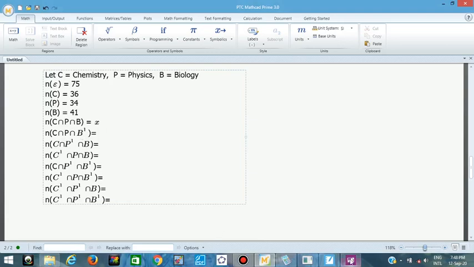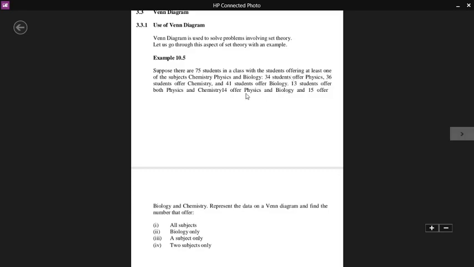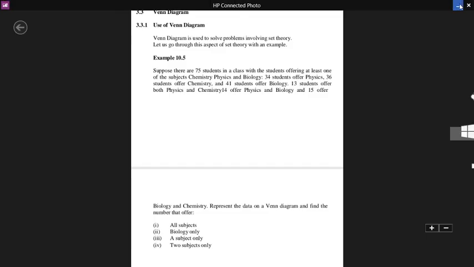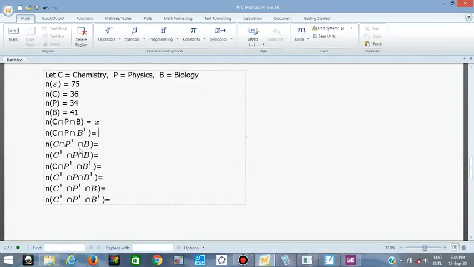So if you go to the question, you will see those that did chemistry and physics. Let's find them. You can see them. There are 13. 13 students offered physics and chemistry. There are 13 people that offered physics and chemistry, but they didn't do biology, so there are 13. But I can't come here and put 13. If I put 13 here, I will be wrong.